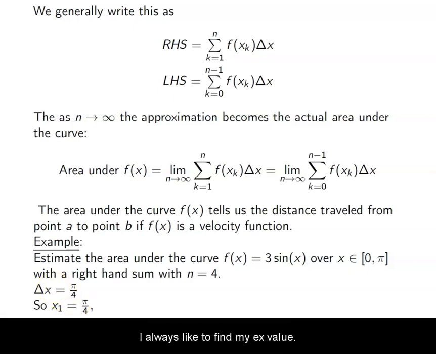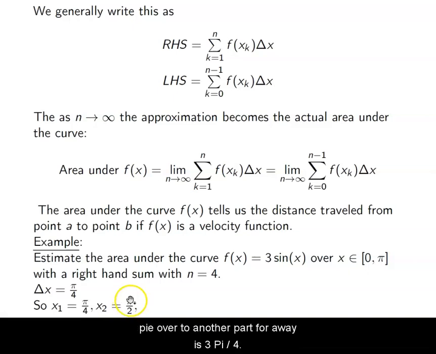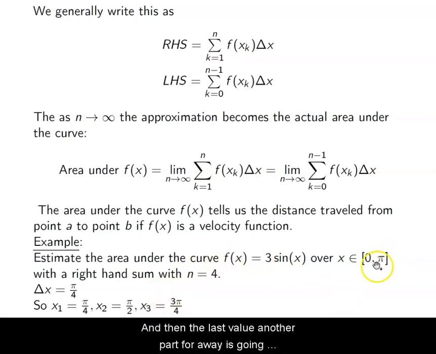I always like to find my x values. I know I'm not using 0 because this is a right-hand sum, so I don't use the first one. So the first one I am going to use is a distance of pi over 4 away from 0. So my first point will be pi over 4. My next point will be pi over 4 away from pi over 4, or 2 pi over 4, or pi over 2. Another pi over 4 away is 3 pi over 4. And then the last value, another pi over 4 away, is going to be at pi. So these are my 4 x values. It's always nice to have your x values.